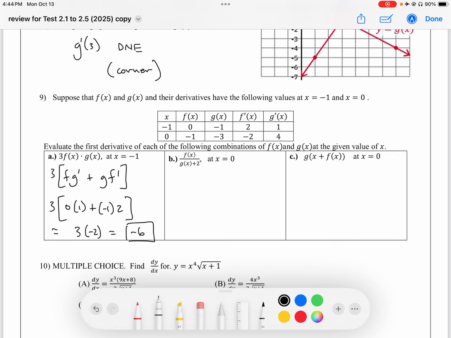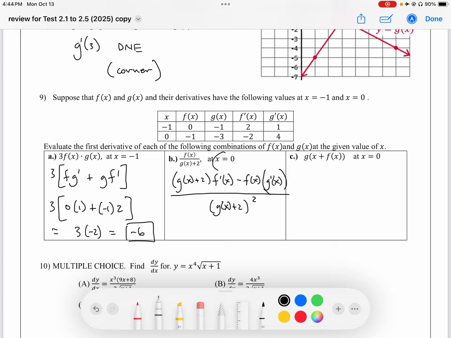Okay, this looks like a quotient rule. Low D high, minus high D low. The derivative of g of x plus 2 is g prime of x plus 0. And that's all going to be over g of x plus 2 all squared.